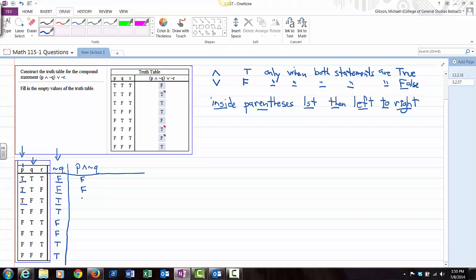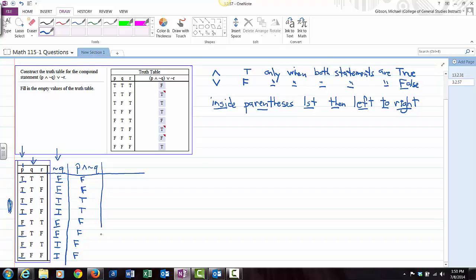We finally got one. True and true. They're both true, so this one's true. Here's another one. True and true. They're both true, so this one's true. False and false. False. False and false. False. False and true. False. False and true. False, right? The only time they were both true were these middle two statements right here, and those are the only time they were true over here.